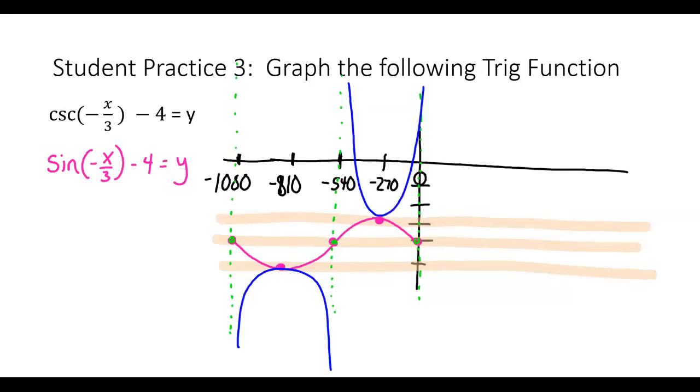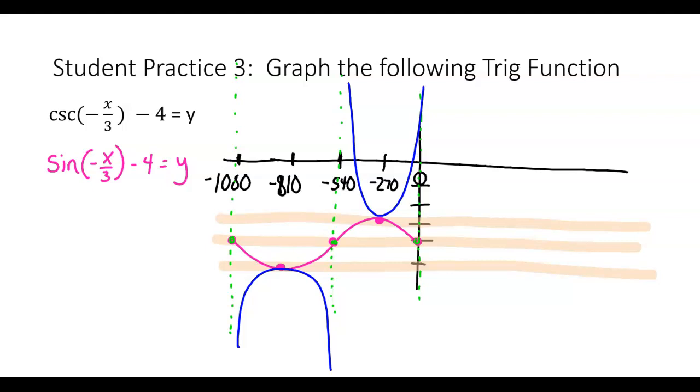All right, guys, so there you go. The angles are the big thing I want to make sure that you got right on this one, because that's what we're working on right now, right? You should have gotten negative 1080, negative 810, negative 540, and negative 270. But all that being said, the midline should be at negative 4. The maximum line should be at negative 3. The minimum line should be at negative 5.